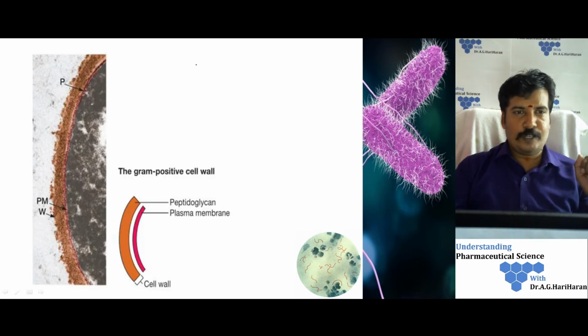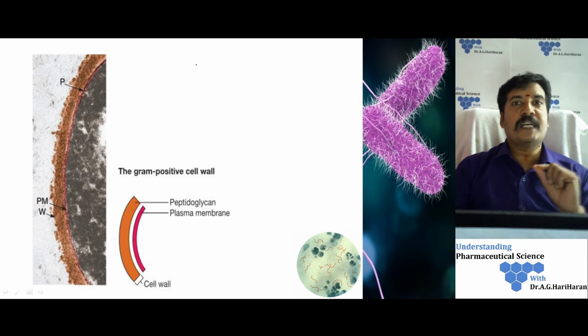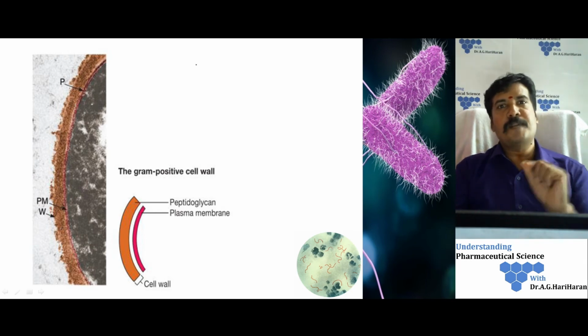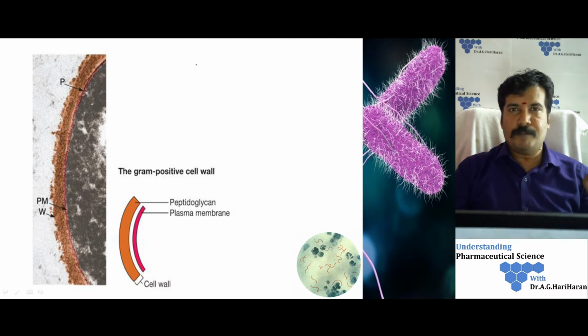So I have shown you a picture. You can see that not only the coloring, it is chemically and structurally completely different in the gram positive and gram negative bacteria. In the gram positive bacteria, you have only 2 layers. One is the plasma membrane layer and second is a thick peptidoglycan layer. The space between this plasma membrane and the thick peptidoglycan we call the periplasmic space.